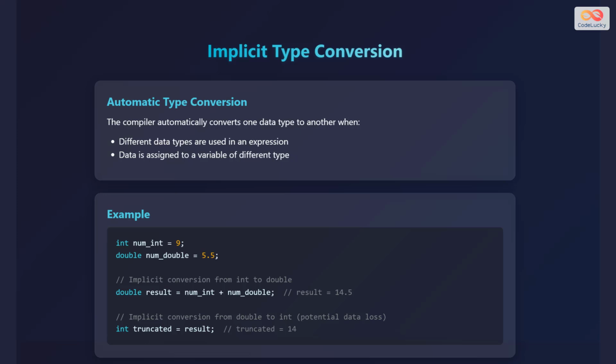We have an integer variable number_int initialized to 9, and a double variable number_double initialized to 5.5. When we add these two variables, the integer is implicitly converted to a double so that the addition can be performed. The result is a double 14.5. Then, there is an implicit conversion from double to integer. When we assign the double variable result to an integer variable truncated, the decimal part is truncated, resulting in truncated being equal to 14.